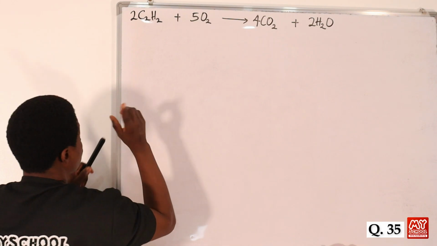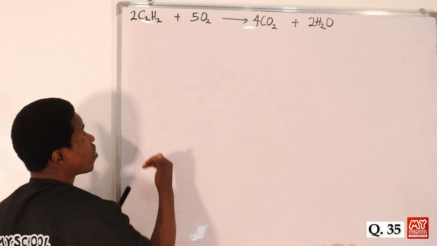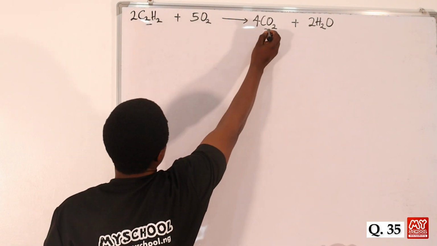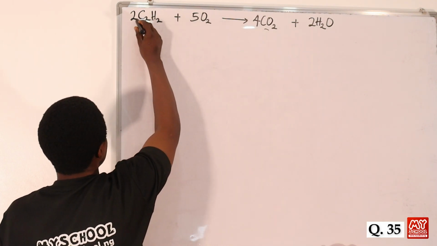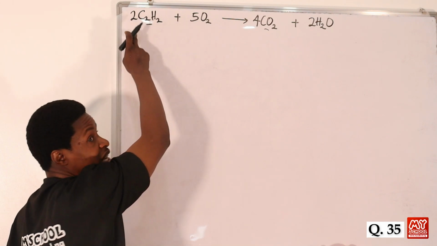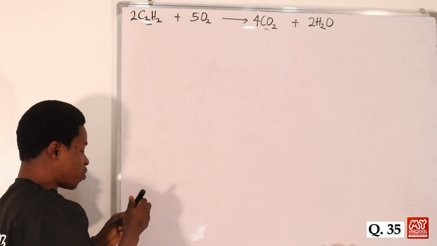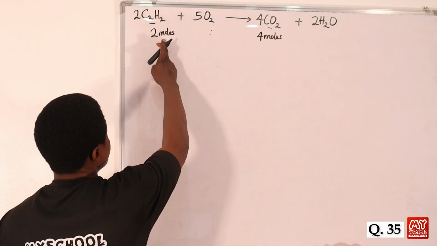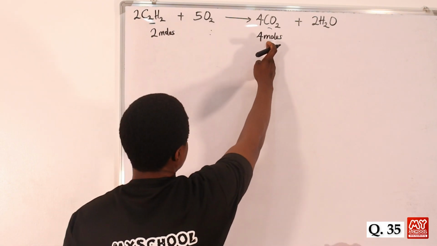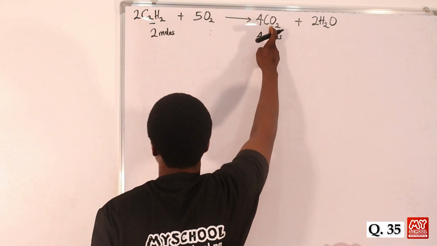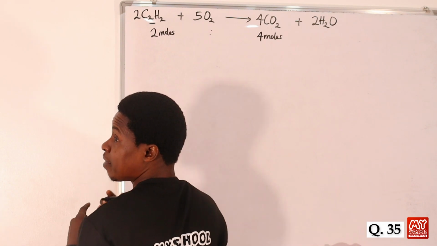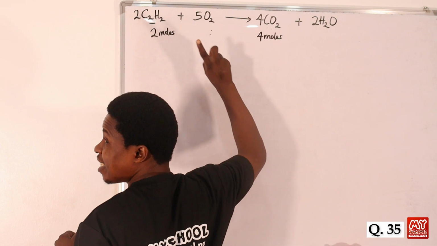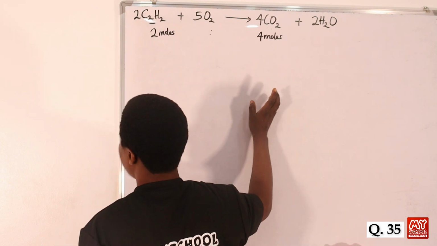So what we are considering is between ethane and carbon 4 oxide. First of all, stoichiometrically we look at the number of moles. That's why I said first ensure that the chemical equation is balanced, because you need that here. So we have 2 moles of ethane producing 4 moles of carbon 4 oxide. We're told from the question that the mass of carbon 4 oxide is what we want to find, that is produced on burning 78 grams of ethane.